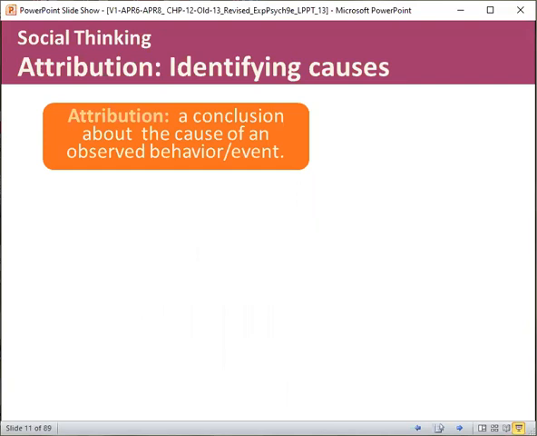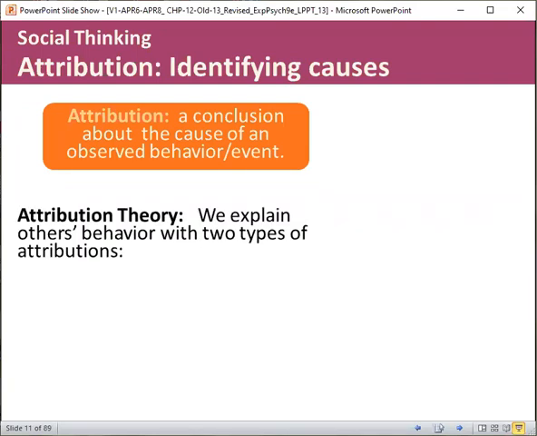Now, when we talk about an attribution, we're talking about coming up with a conclusion about the cause of an observed behavior or event. We attribute a cause. We want to identify causes. So that's a key ingredient of social psychology and social thinking. When someone gets back with a significant other they always fight with, and you say, why did they do that? Or someone quits their job before they got another, why did they do that? You want to identify the causes of these things.